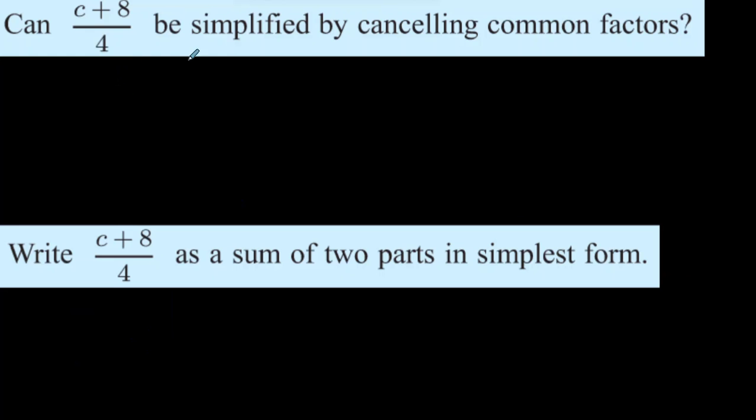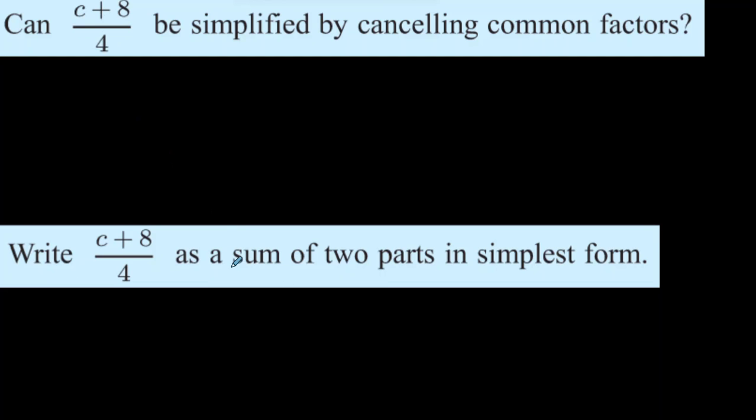Can (c plus 8) over 4 be simplified by canceling common factors? So we already did one like this. Hopefully we realize that if I want to cancel some common factors, c doesn't share anything with 4. We don't know what c is, so we can't do anything. We can do 8, but since we can't do c, there's not much we can do.